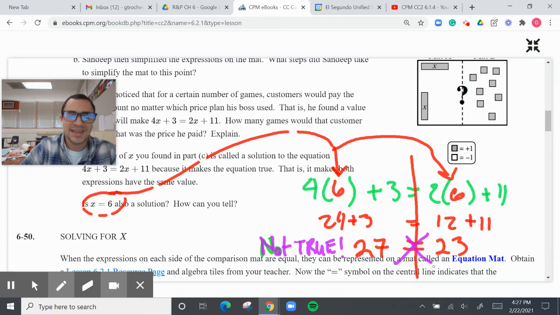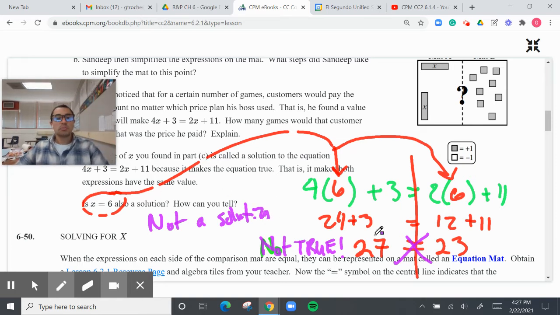Not true. And if it's not true, it is not a solution. All right? It's not a solution if you plug in and you get an untrue statement. So 27 does not equal 23. All right, so I hope that makes sense in terms of how we solve and how we look at problems. But that's kind of it.